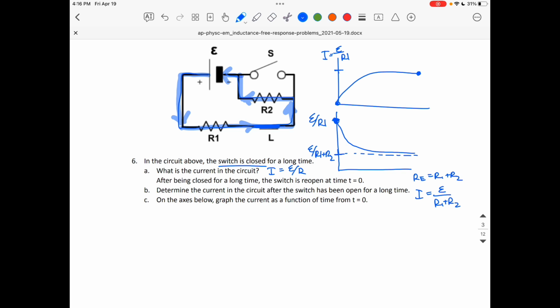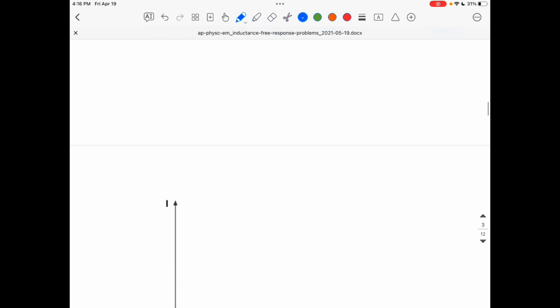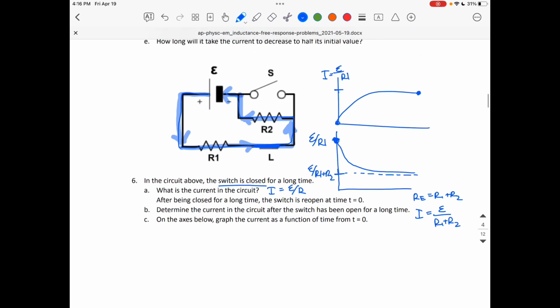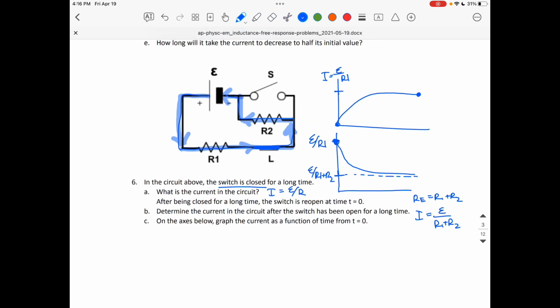The next question, and I'm going to do all the work up here because I drew my graph there, is to apply Kirchhoff's loop rule and write the equation to relate potential difference around the circuit. So we're using Kirchhoff's loop rule through this loop. I'm going to create my Kirchhoff's loop, which generally you want to go in the direction of the conventional current.